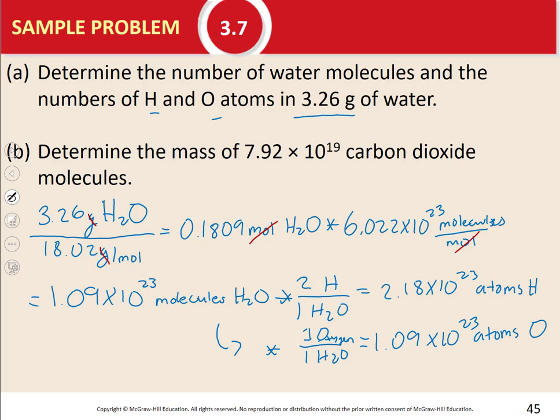So part B, which we don't have time for today, says determine the mass of 7.92 times 10 to the 19th carbon dioxide molecules. So now we're starting at molecules, going all the way back to mass, so we'll just do the exact same thing, but going backwards.